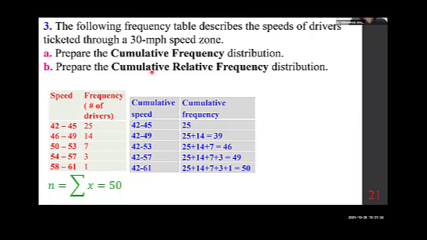We want to come up with the cumulative relative frequency distribution, the same thing. For the RF, you divide the frequency by the total size. So this column, each and every one of them gets divided by the total size of 50.